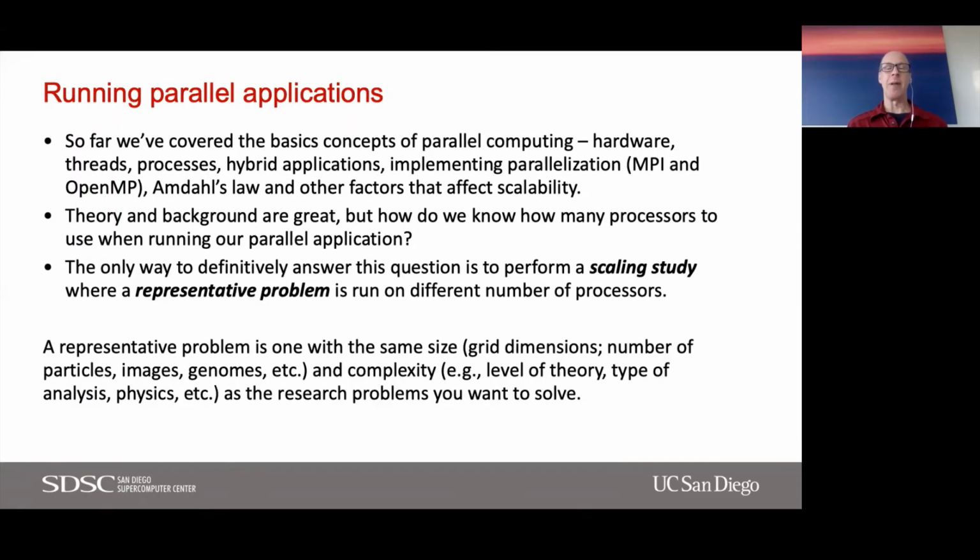A representative problem is one that has the same size, say the grid dimensions or number of particles or number of images or number of genomes, and the same complexity. Let's say we're doing computational chemistry. Is it DFT? Is it CCSD? Each of these has various levels of complexity and runtime, the type of analysis we're doing, the physics that we're including in the simulation. So your representative problem doesn't necessarily need to be run as long as you would run your full simulation, but it has to look like a problem that you're trying to solve. Otherwise, the benchmarking and scaling study is going to be useless.